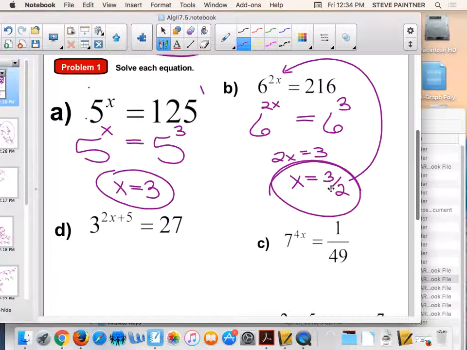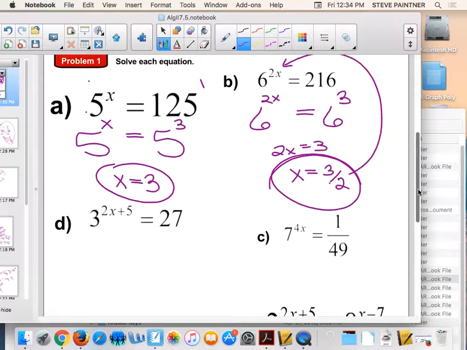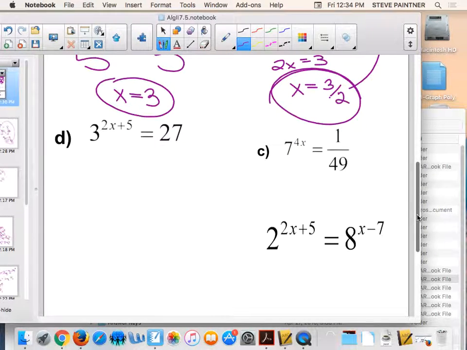All right? 3, raise it to the 2x plus 5 equals 27. What's x have to be for this to work? Well, let's change our bases to what? Yeah, it's so easy to go 3 and 3, because what is 27? 3 to the third is 27. Here you just have 2x plus 5, right? All right, bases are the same. Exponents have to be the same, so set them equal.